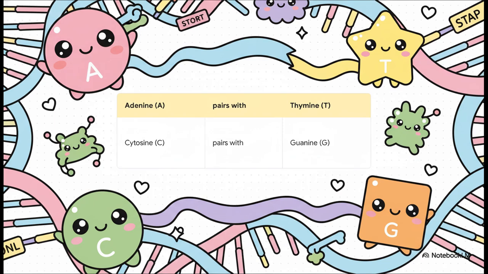Now, here's where the magic really happens. It all comes down to a super simple, absolutely unbreakable rule. There are 4 types of bases, A, T, C, and G, and they only pair up in one specific way. Adenine, or A, always hooks up with thymine, T, and cytosine, C, always pairs with guanine, G. This isn't just a suggestion, you guys. It's the fundamental law that makes the whole genetic language work.